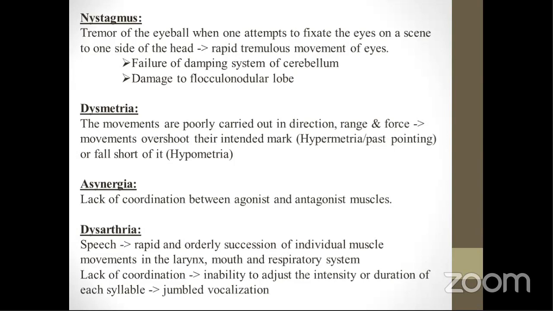Dysarthria: speech requires rapid and orderly succession of individual muscle movements in the larynx, the mouth, and the respiratory system. Due to coordination, speech is possible, but due to lack of coordination, there is inability to adjust the intensity or duration of each syllable, so there will be jumbled vocalization, and this is termed dysarthria.